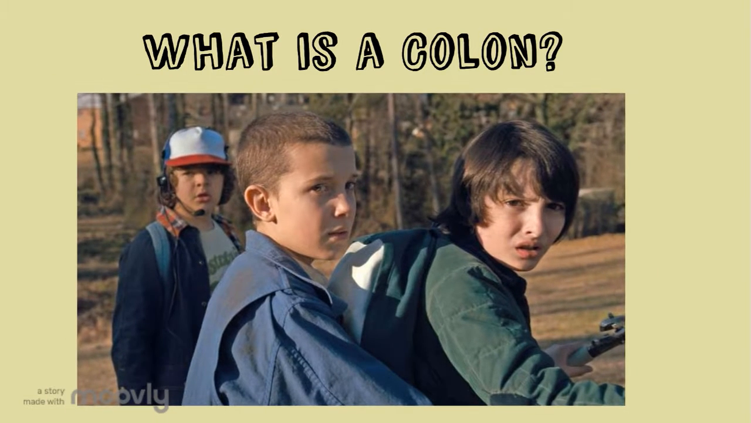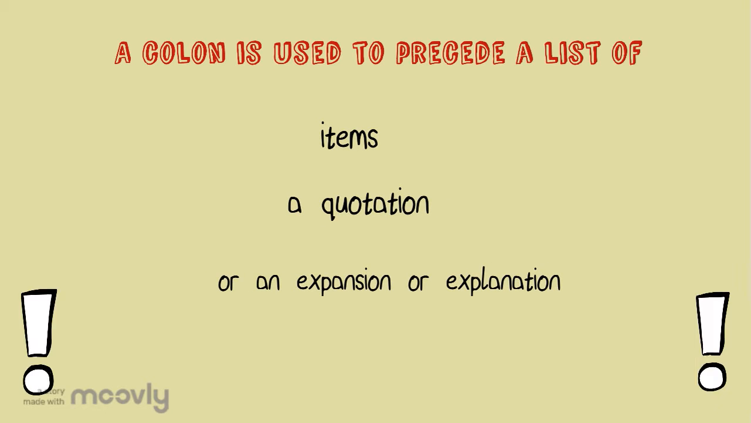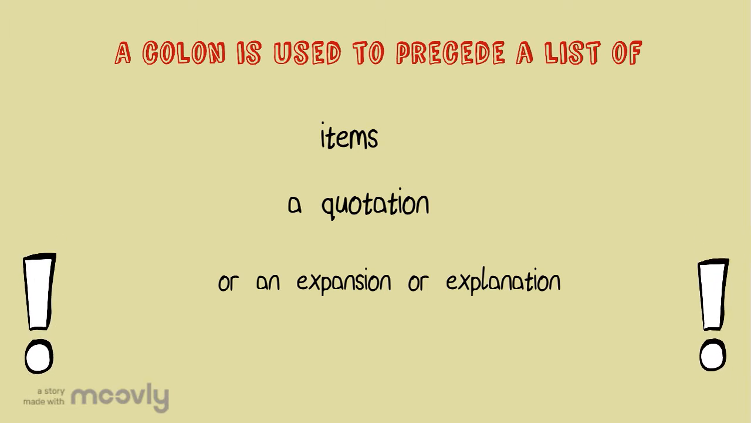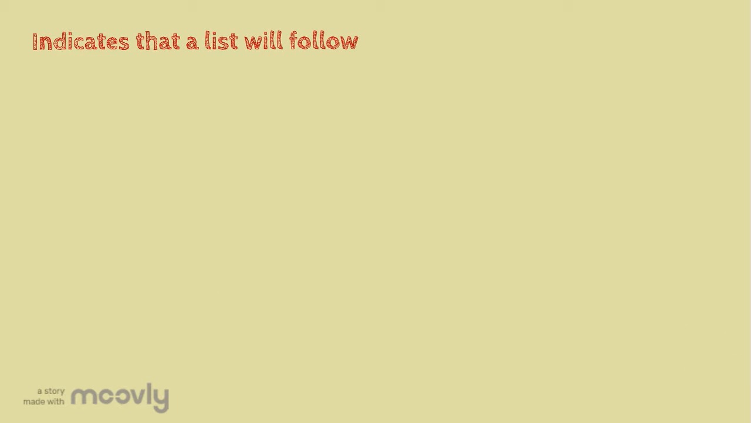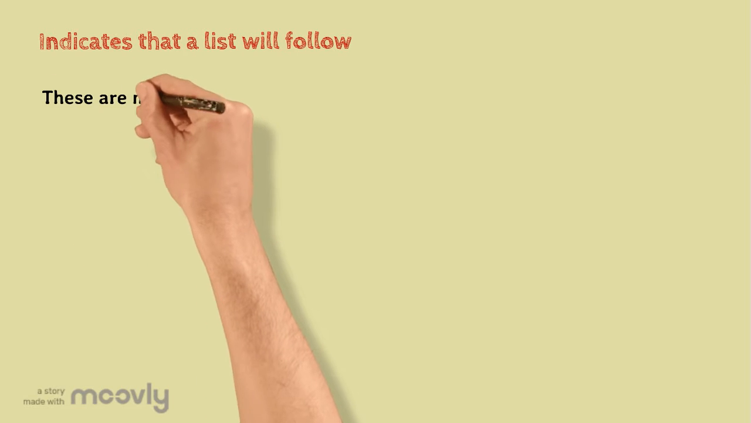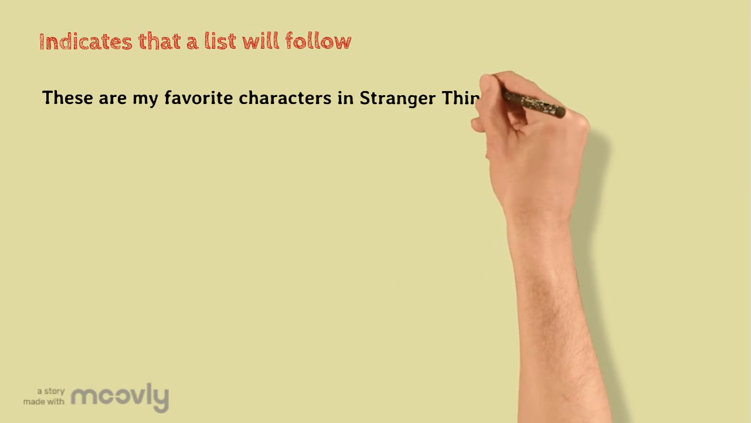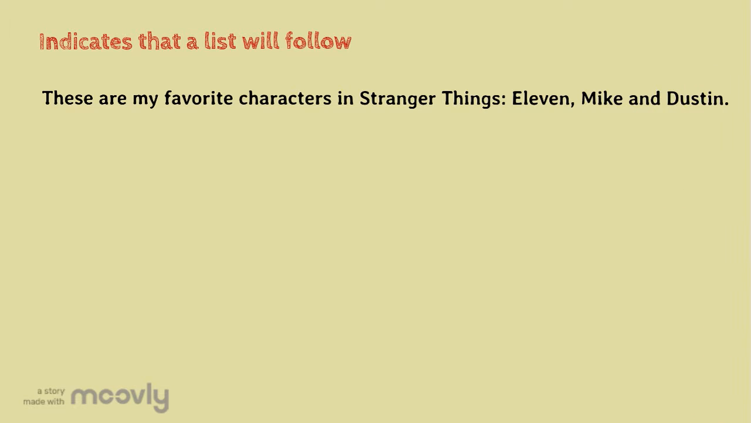So now you're probably wondering, what is a colon? A colon is used to precede a list of items, a quotation, or an expansion or explanation. A colon indicates that a list will follow. Example: these are my favorite characters in Stranger Things: Eleven, Mike, and Dustin.